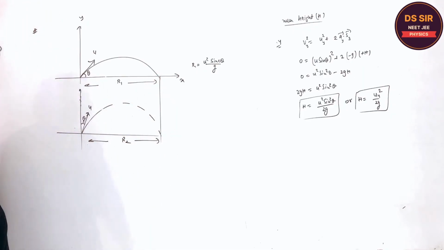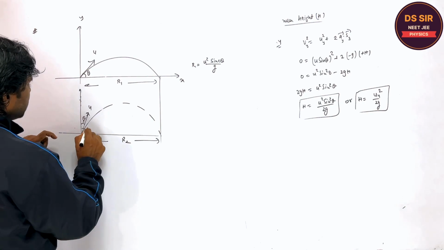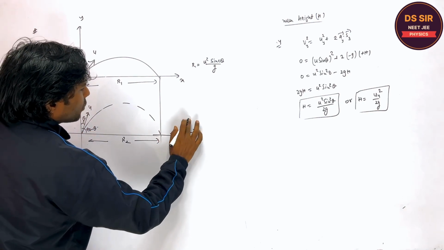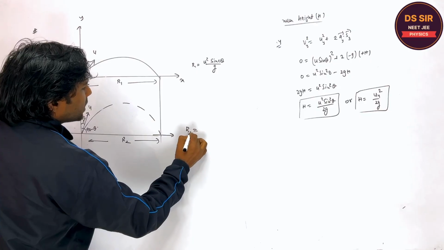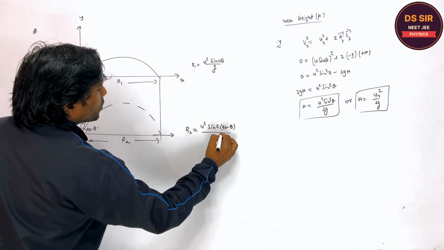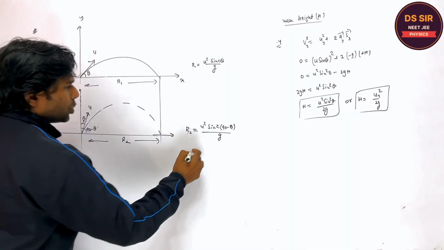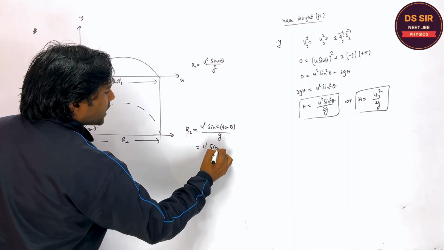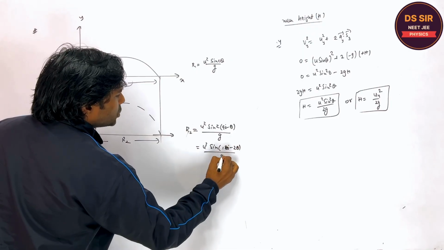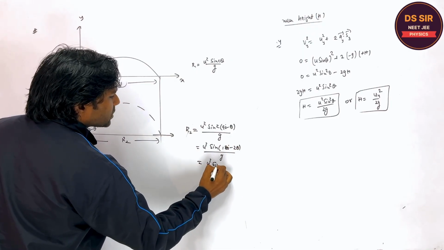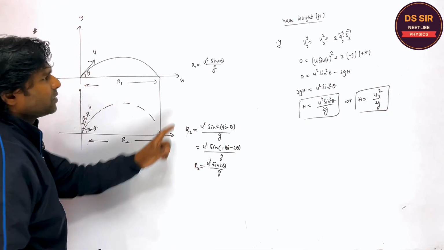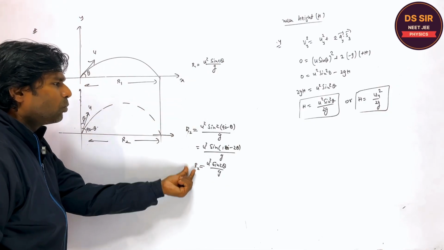Is it clear or not? So now if it is theta, what is this angle? Say 90 minus theta. So what will you write the range r2 in this case? Tell me. u square sine 2 into 90 minus theta upon g. Is it clear or not? So u square sine 180 minus 2 theta upon g is equal to u square sine 2 theta upon g. What you are getting? The range r1 and range r2 both are same or not?